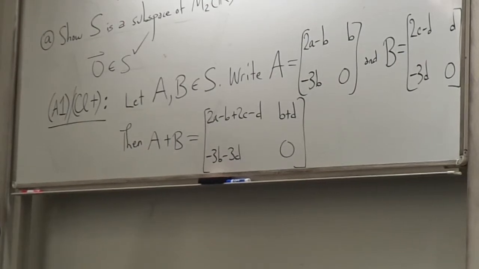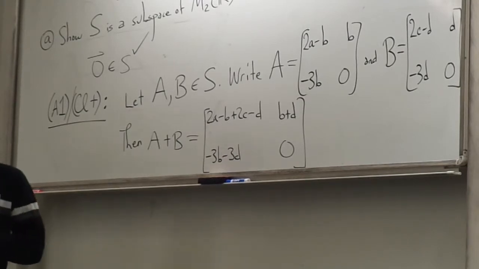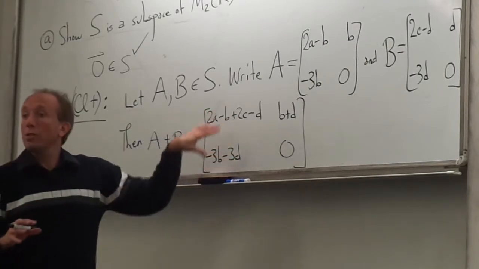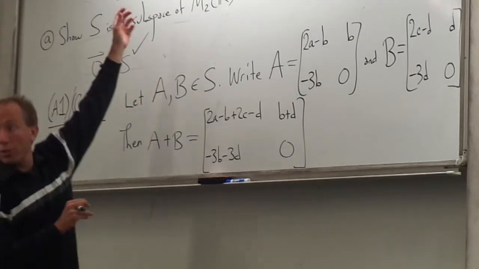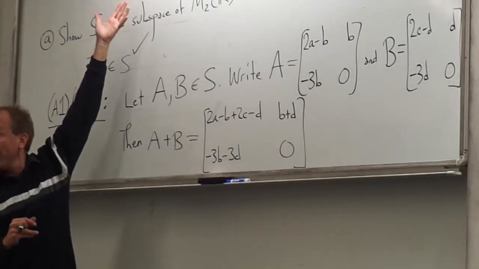So far, so good? What do we do next? John? Factor out A plus C and B plus D. Okay, maybe reorganize the expression so that it looks like that form again, right?